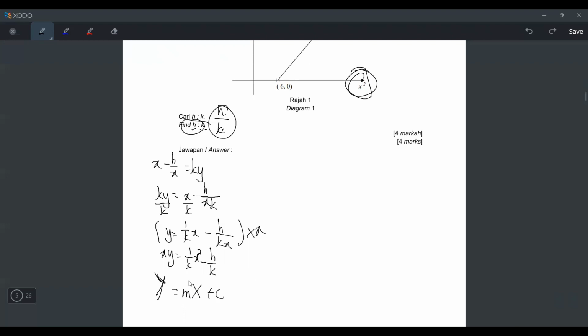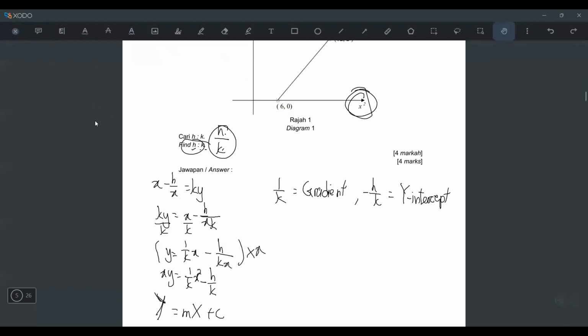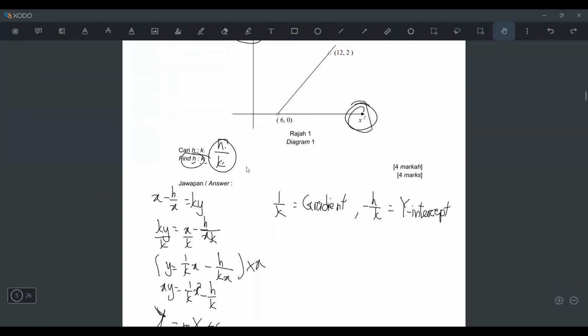It means your gradient is what? Your gradient is 1 over k, and your y-intercept is negative h over k. Don't forget the negative. So let's mention again. What's your gradient? 1 over k is your gradient, not k. And then what is your y-intercept? Not h over k. The negative also has to be taken. So negative h over k equals c, which is your y-intercept. And when you write the y-intercept, the Y has to be a capital letter, because your y-axis is not actually y, it's xy. That is why you have to use a capital letter.